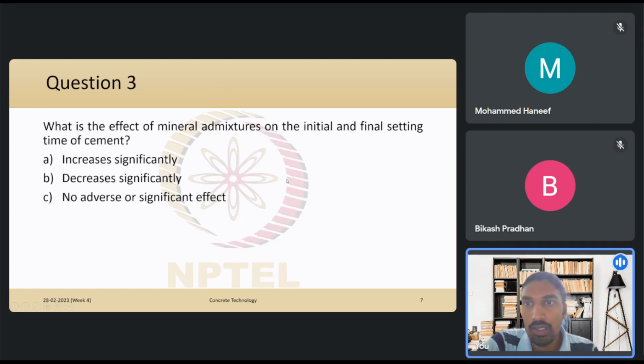Okay, so moving on to question number 3. What is the effect of mineral admixtures on the initial and final setting time of cement? The options are increases significantly, decreases significantly, no adverse effect, or significant effect.